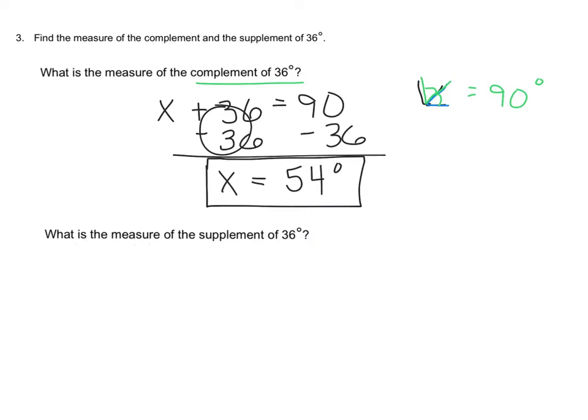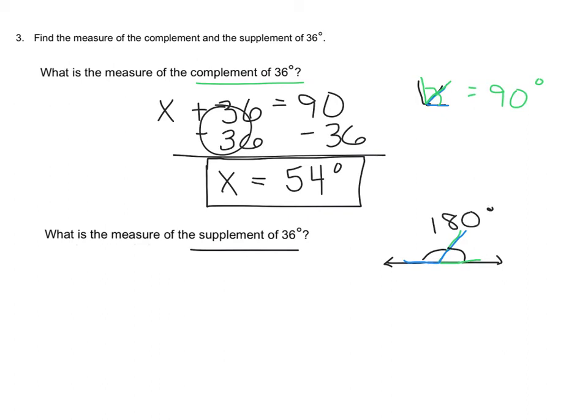Now I'm going to find the supplement of 36 degrees. And supplementary angles have a sum of 180 degrees. So 180 degrees is the angle measure of a straight line. So if I had an angle represented by the green and then another angle represented by the blue, the sum of these two angles together would equal 180 degrees.